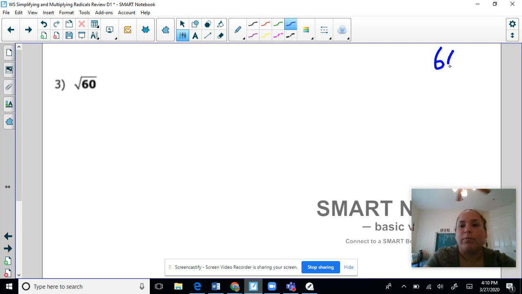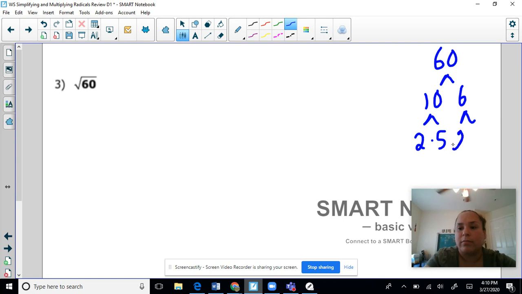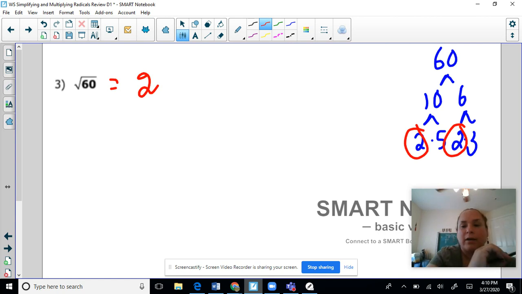So I'm going to start by breaking down 60. It's a number that ends with 0, so it can be divided by 10. 10 times 6. We can break down the 10 by multiplying 2 times 5 and breaking down the 6 as 2 times 3. Notice here that there are 2 2's, which means that we can actually take out a 2 outside of the radical.